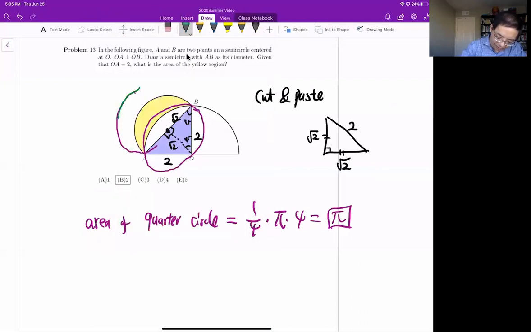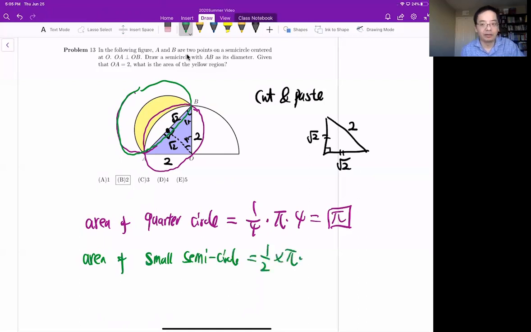Let's look at the area of this semicircle. The area of this small semicircle equals 1/2 times pi times the square of its radius, which is square root 2. So square root 2 is its radius, right here. Square root 2 squared, again, you get pi. So that means they have the same area.